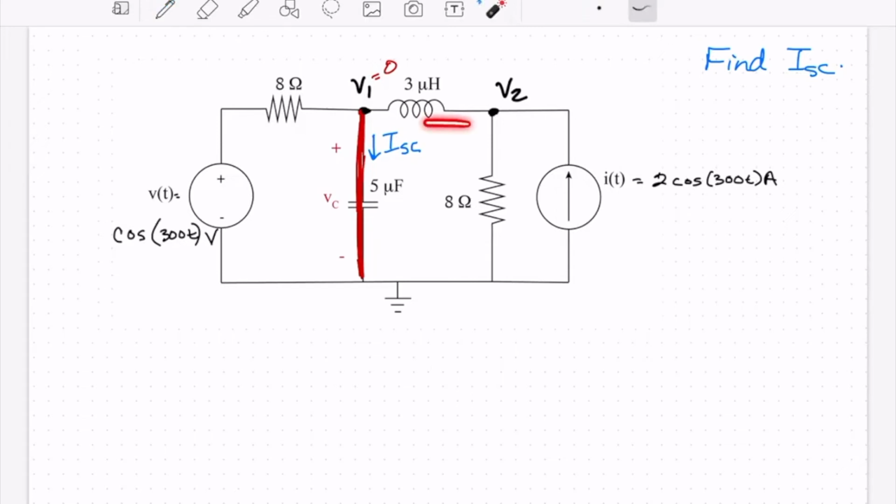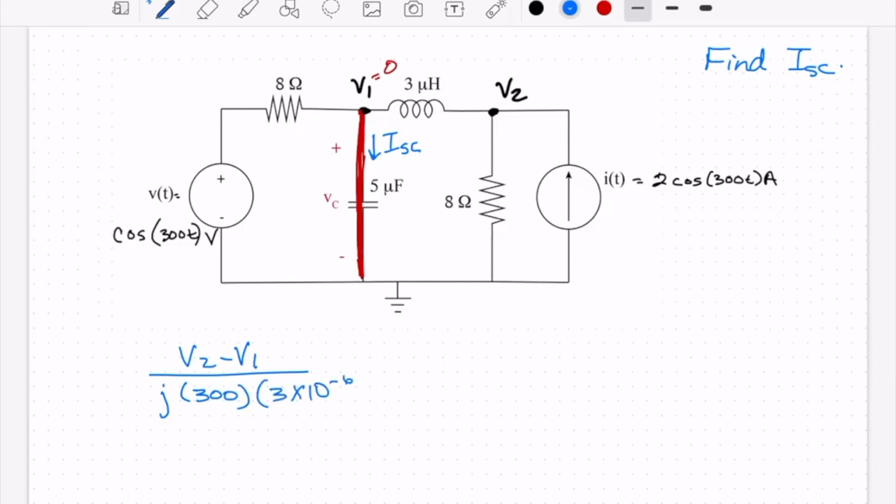I'll get V2 minus V1 over the impedance of the inductor, plus V2 minus 0 over 8 ohms, minus 2 at an angle of 0 degrees, will equal 0. So let's write that down again. V2 minus V1 over j omega L, where j omega is 300 and L is 3 times 10 to the minus 6. So that's that current. This current will be V2 minus 0 over 8. And then that will be an entering current, 2 at an angle of 0 degrees.